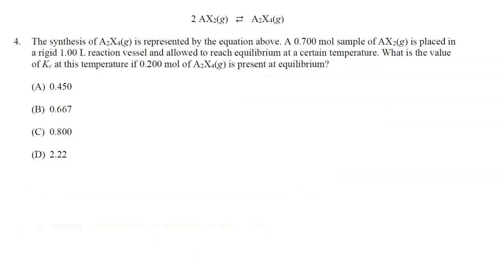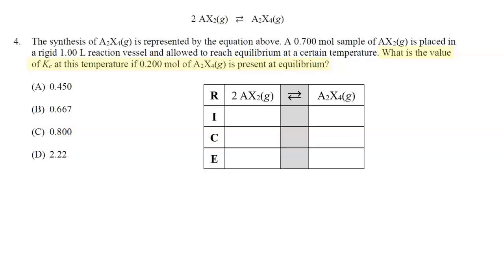Now let's take a look at question 4. In question 4, it says, the synthesis of substance A2X4 is represented by the equation above. A 0.70 mole sample of substance AX2 is placed in a rigid 1 liter reaction vessel and allowed to reach equilibrium at a certain temperature. What is the value of the equilibrium constant, Kc, at this temperature if 0.20 mole of A2X4 is present at equilibrium? So a good strategy for solving this question is to create a RICE table.